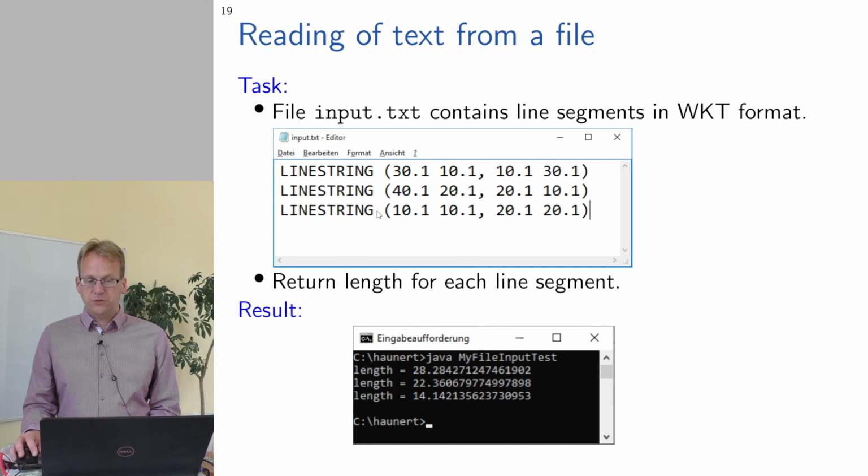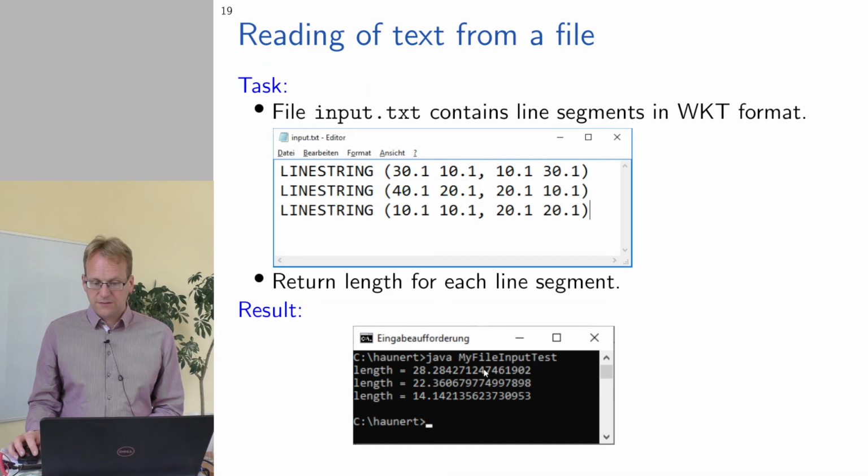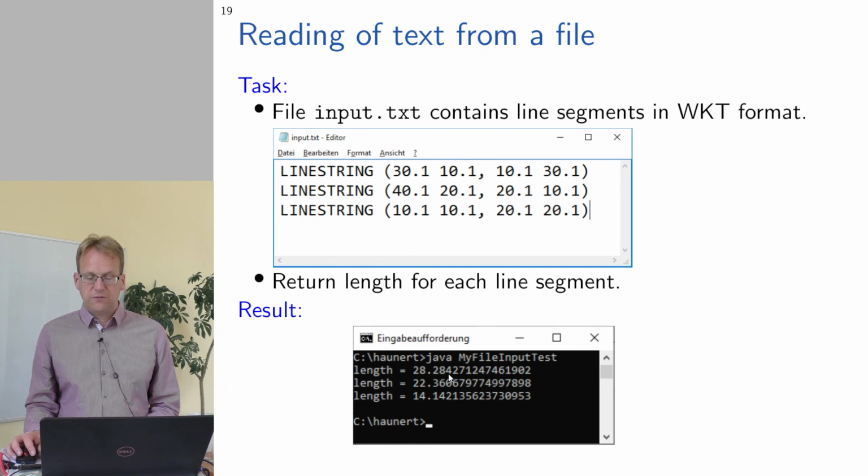So here I have an input file with 3 line strings. Then my program will read these 3 line strings one by one. It will chunk them into these pieces to retrieve the 4 double values. They are then used to compute the length of the line string, and then simply the length of each line string is reported here on the console with 28.28 for the first line string, 22.36 for the second line string, and 14.14 for the third line string.